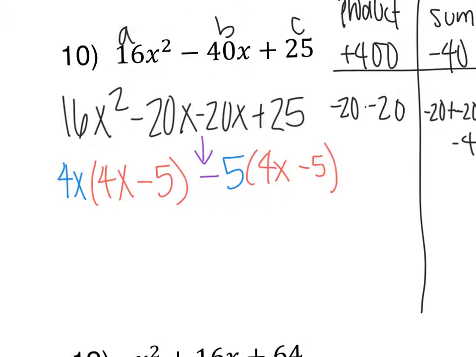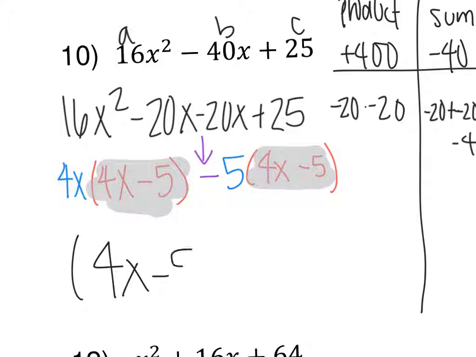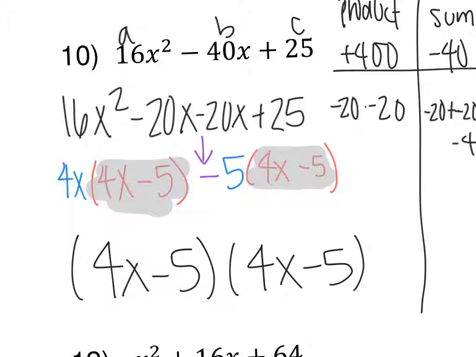We know we did this correctly because if we look at our parentheses, they both say 4x minus 5. So that means I can write my final answer, which is going to be (4x minus 5) times (4x minus 5). Well, the first 4x minus 5 came from what was in the parentheses because that was the same in both of them. The second 4x minus 5 came because that was what was in front of the parentheses. So this would be my final answer.